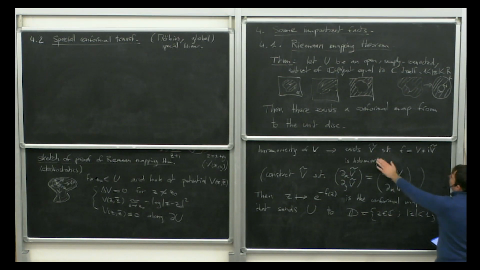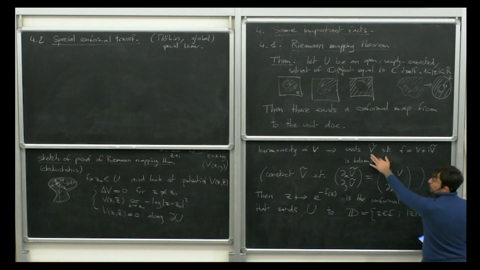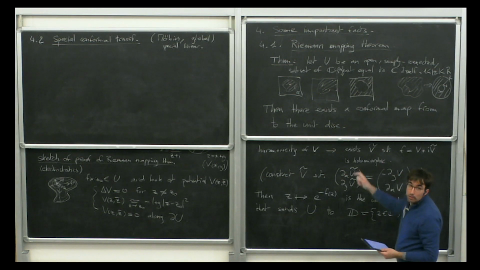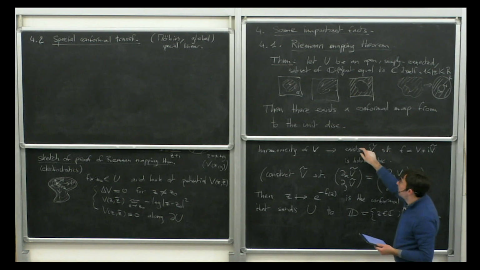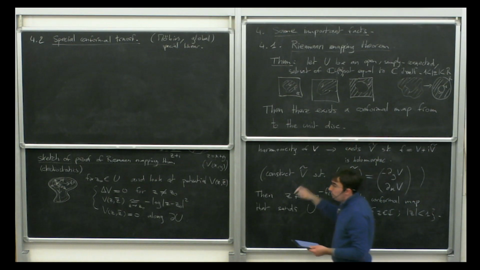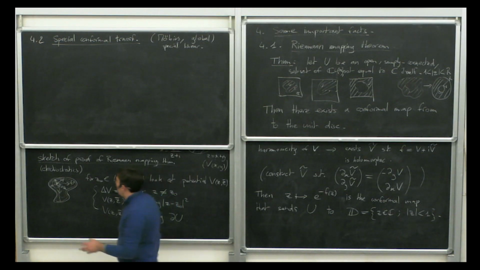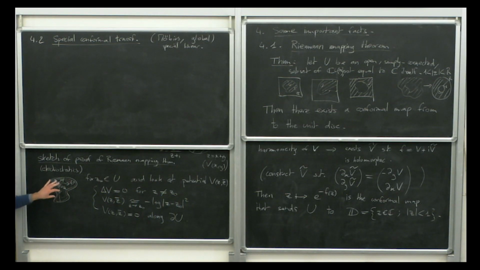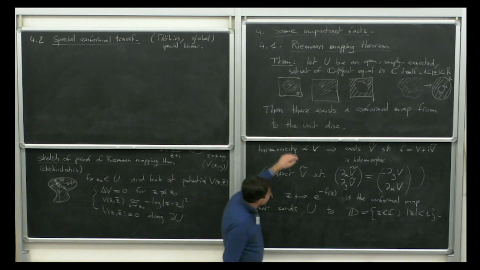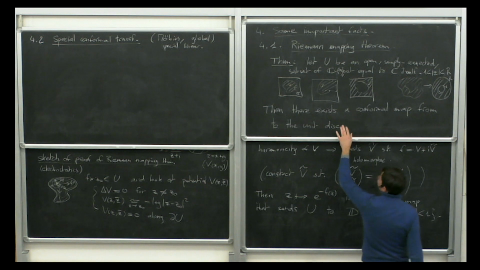Because of course v tilde here is defined only up to an additive constant. I can add a constant, and then the whole construction will work equally well. So in the end, there's a three-parameter family of maps that all achieve what is promised by the theorem. So this map is not unique.